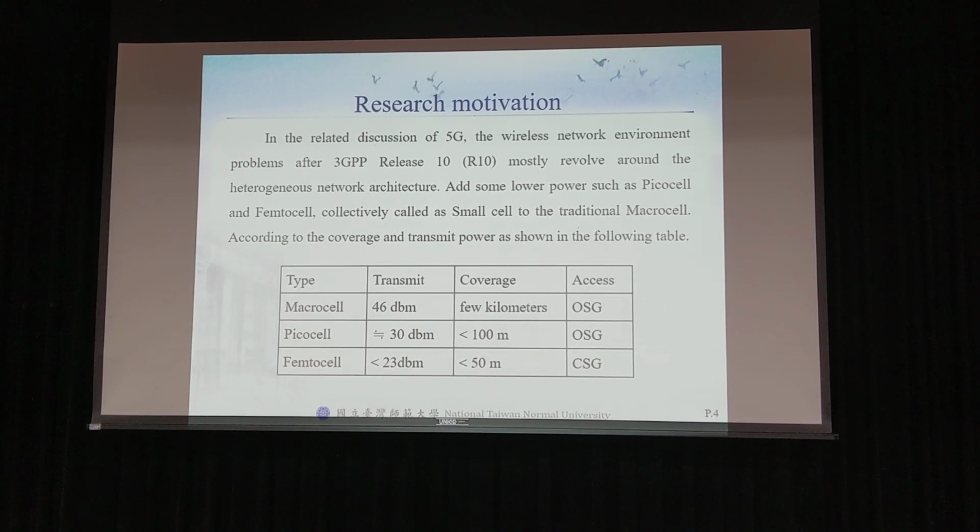The wireless network environment problems after 3GPP release 10, we call R10, mostly revolved around the heterogeneous network architecture. We can add some lower power nodes, such as picocell or femtocell, collectively called small cells, to the traditional macrocell. We can look at the lower table. This is about the type of the base station, the transmit power and the coverage.